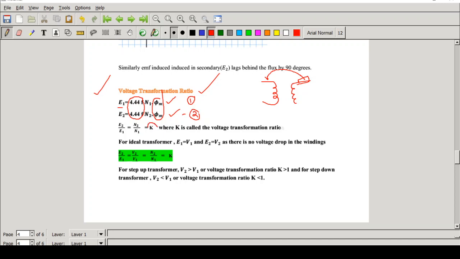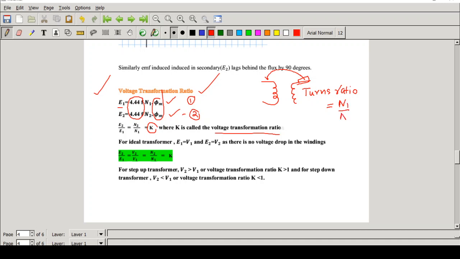And this constant you call the voltage transformation ratio. So K is equal to N2 by N1. You should not get confused with another ratio called turns ratio. Sometimes in problems you can get something called turns ratio. Turns ratio is given by N1 by N2, whereas transformation ratio is N2 by N1.